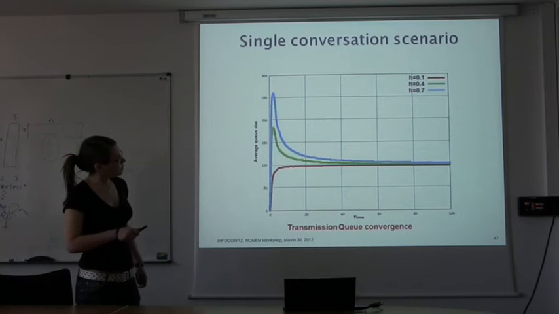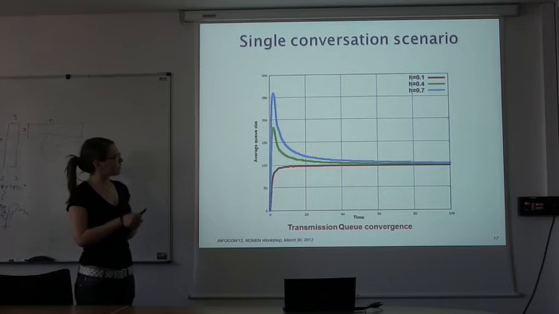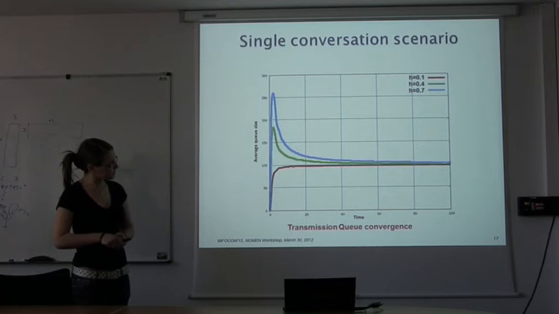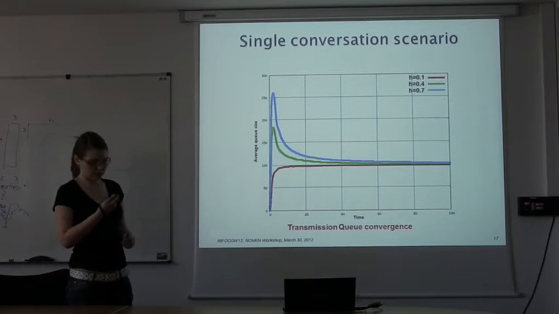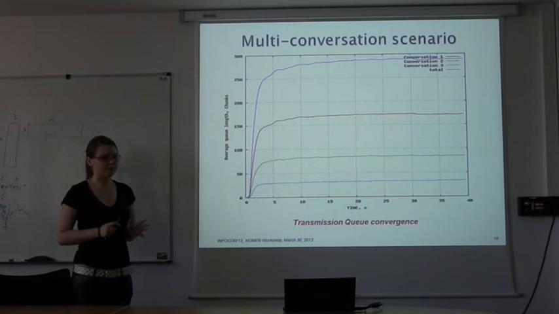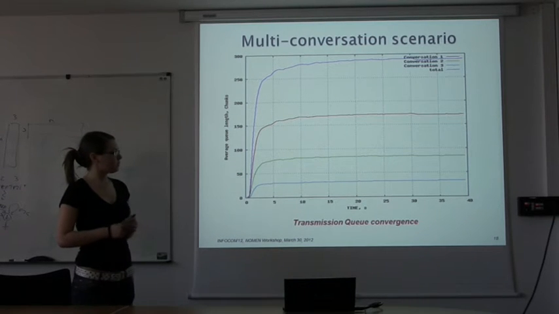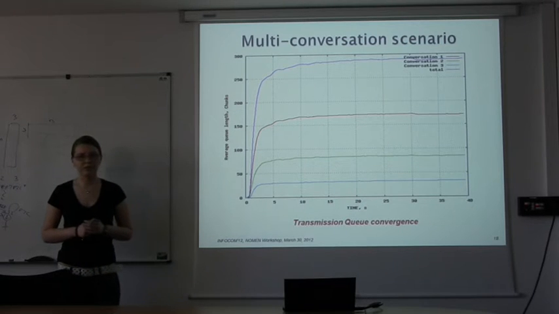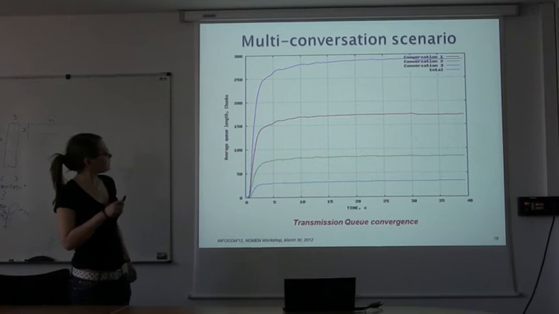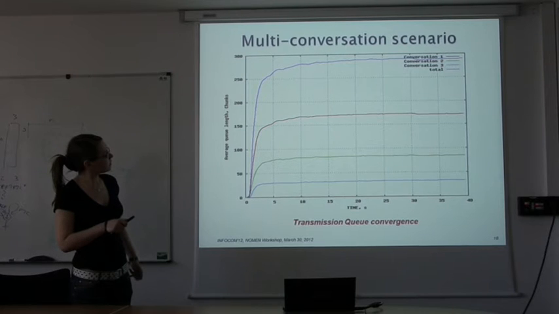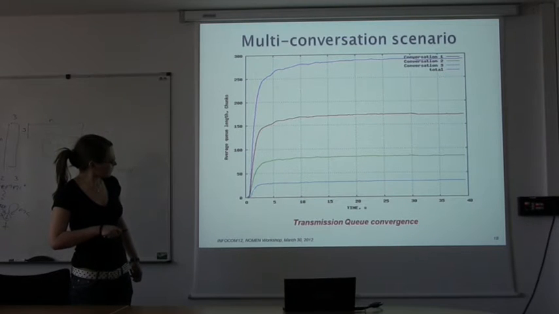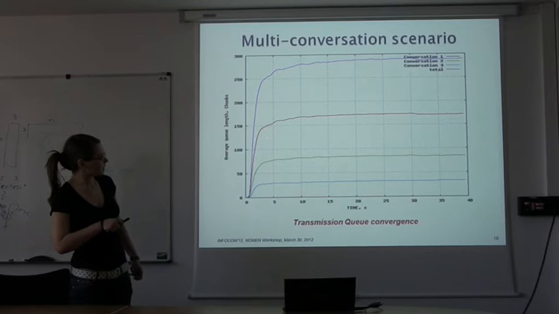What about h? We see that the higher the h, the slower the convergence rate. We can observe the same behavior for the multi-conversation scenario, but here we're interested in the buffer sharing. So we have performed some simulation scenarios with different conversation rates. The rate of conversation 1 is the maximum rate, and the rate of conversation 2 is less than the rate of conversation 1.